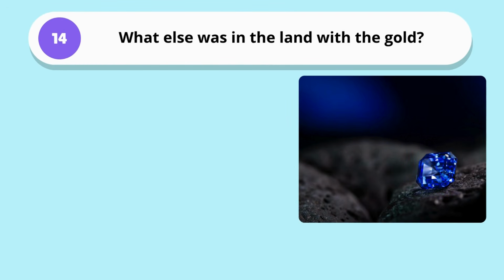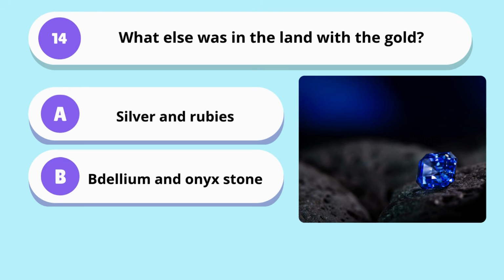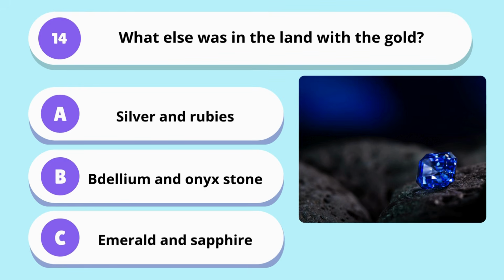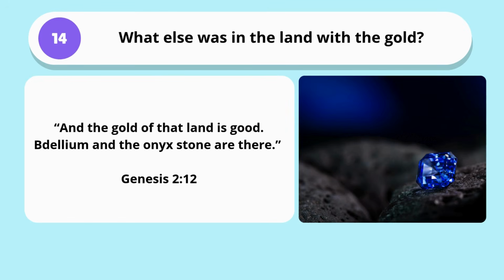Question 14. What else was in the land with the gold? A. Silver and rubies. B. Bdellium and onyx stone. C. Emerald and sapphire. The correct answer is bdellium and onyx stone, and the gold of that land is good. Bdellium and the onyx stone are there, Genesis 2:12. Let's move forward.